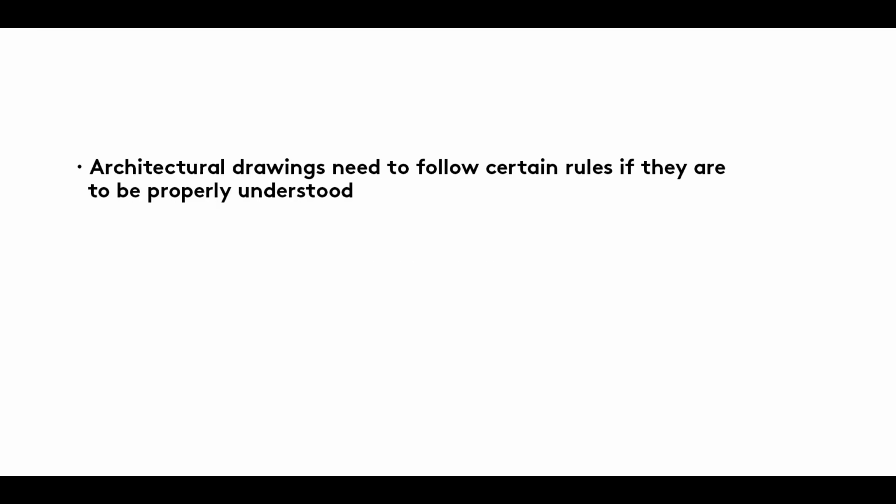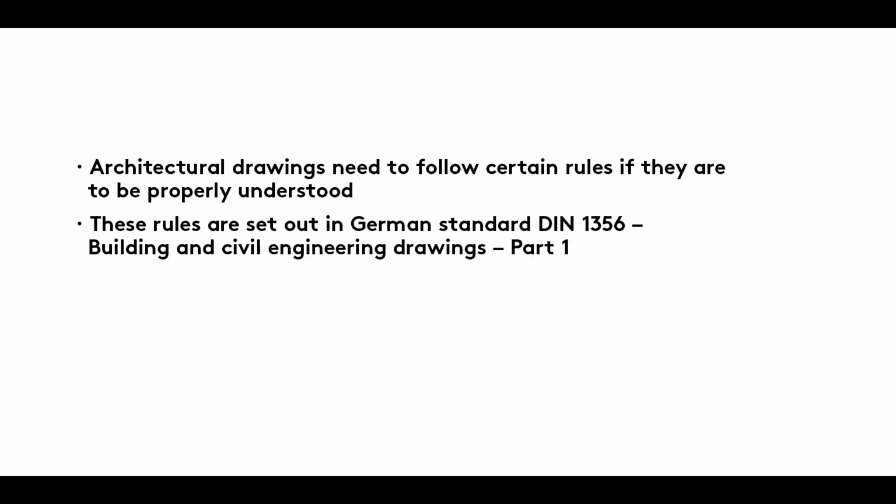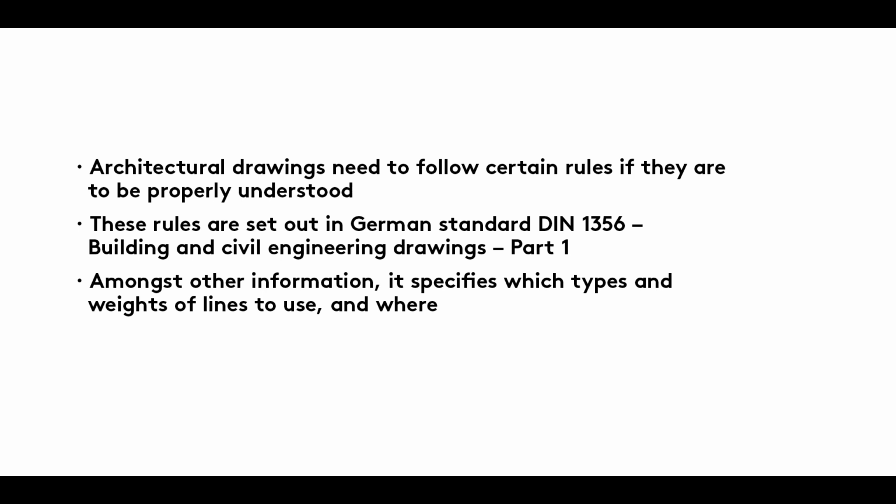Summary. Architectural drawings need to follow certain rules if they are to be properly understood. These rules are set out in German Standard DIN 1356, Building and Civil Engineering Drawings, Part 1. Amongst other information, it specifies which types and weights of lines to use and where.